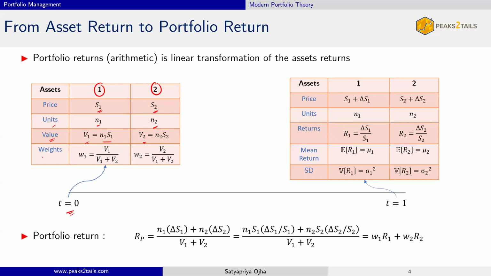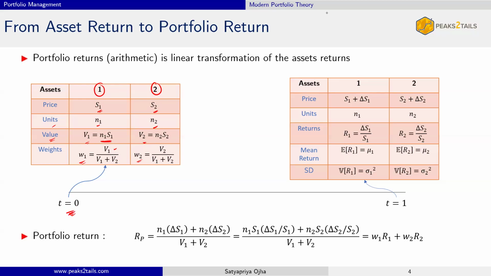Now, the weights in terms of value: how much value is invested in a particular asset divided by the total value of the portfolio. That's the weight. Why are we calculating the weights? Because the weights will surface in the final equation. We'll see that. Weight of asset 1 is the value invested in asset 1, so V1 divided by V1 plus V2, and V1 is N1 S1. Similarly, the weight of asset 2 in the portfolio is V2 divided by V1 plus V2. This is my story at time t equals 0.